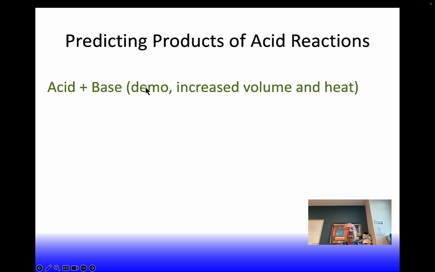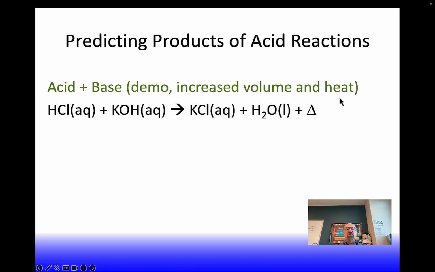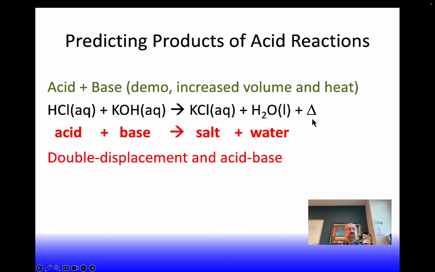Now, acid plus base, the demo that I did at the beginning that you can look at the video of, you saw that water was made so the volume increased and some heat was given off. That's true of every acid-base reaction. An acid plus a base will always make some sort of a salt and water and give off heat, okay? So the temperature will go up a little bit. It only went up about 3 or 4 degrees Celsius, but the temperature will go up.